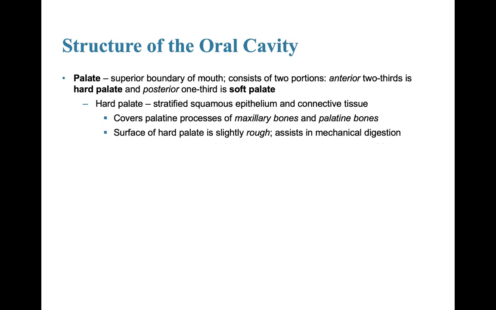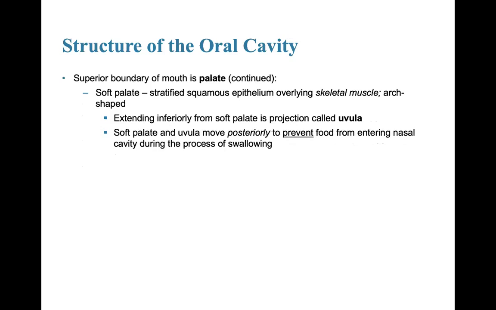Now your palate, this is the superior boundary of the mouth. It consists of two portions. The anterior two-thirds is the hard palate, and the posterior one-third is referred to as the soft palate. With the hard palate, stratified squamous epithelium and connective tissue is going to cover the palatine process of the maxilla bones and the palatine bones. The surface of the hard palate is slightly rough and assists in mechanical digestion. The soft palate is stratified squamous epithelium overlying skeletal muscle, and it is arch-shaped.